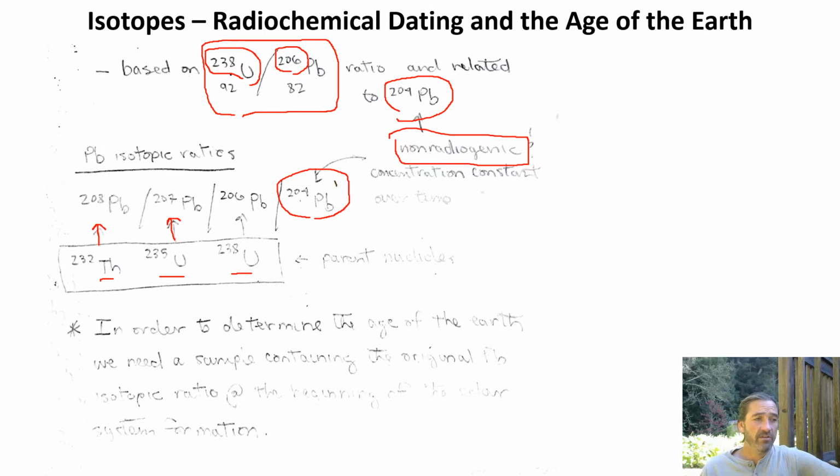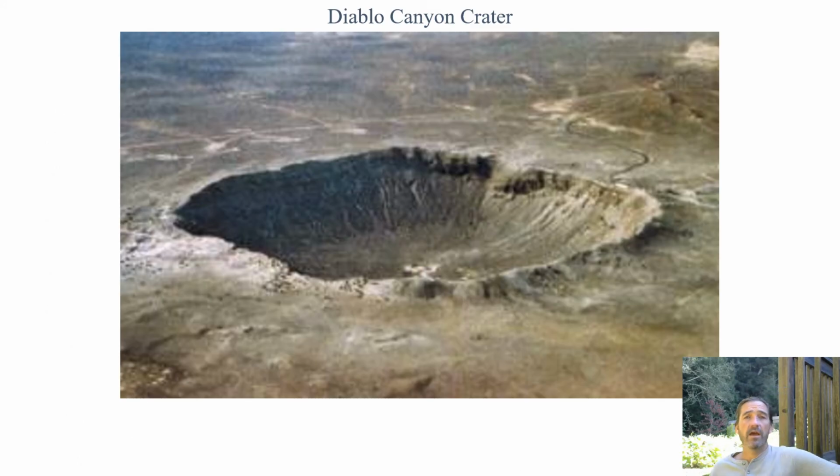So in order to determine the age of the Earth, we need a sample that had the original isotopic ratio of when the Earth formed. That we need. We need N naught. And then we also need a sample of the Earth as it is today. And so what Claire Patterson did was he used a meteorite from Diablo Canyon crater. This meteor was very special in that it contained very high content of sulfide.